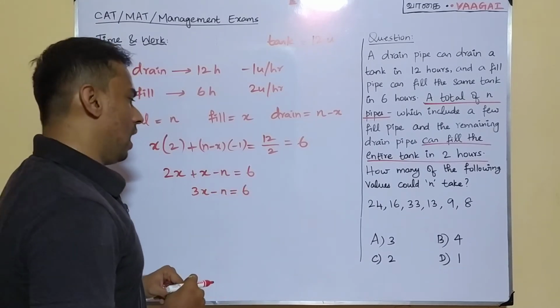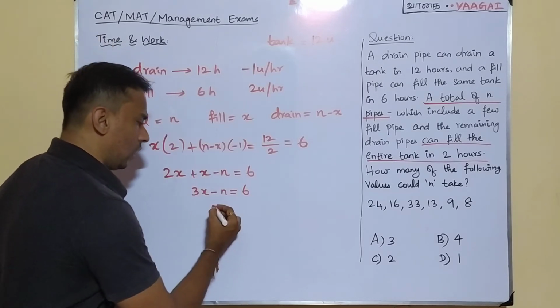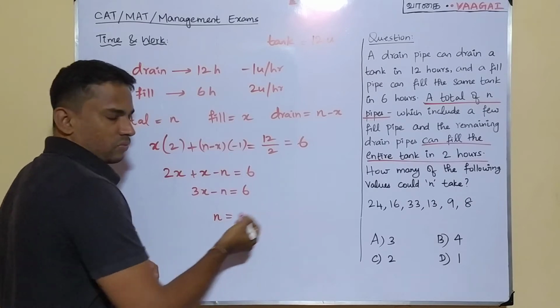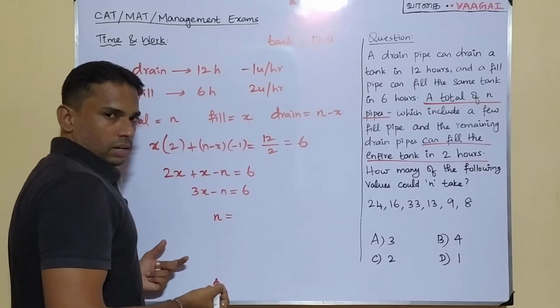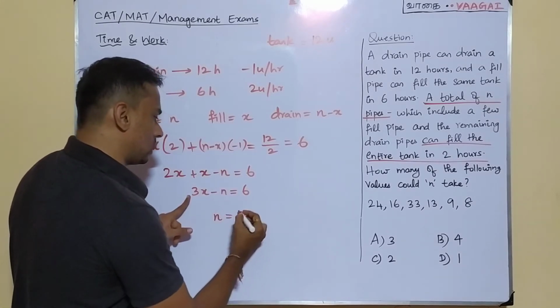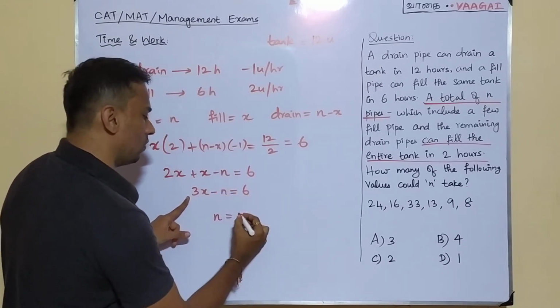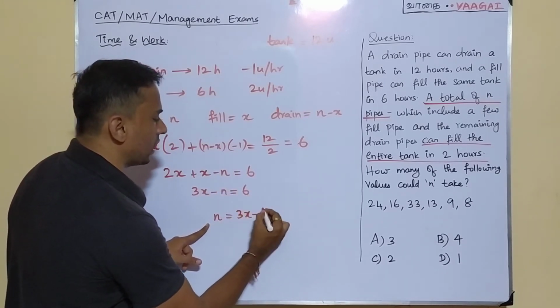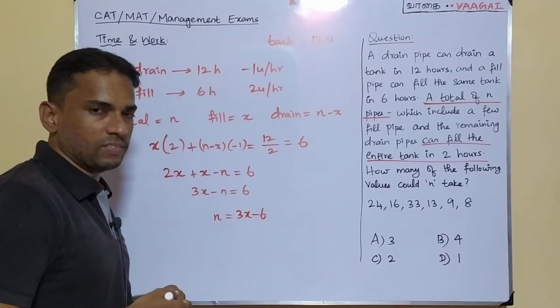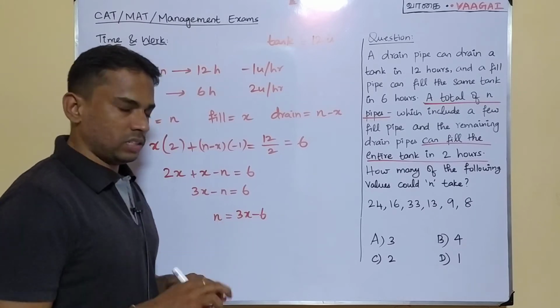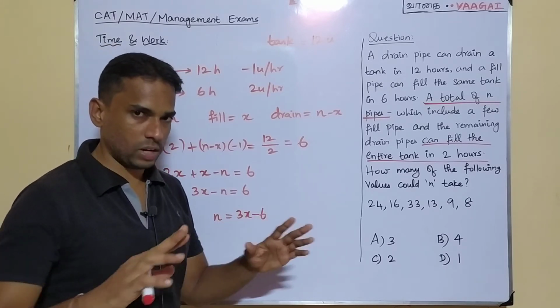Yes, fine, done. And what next I can do is I will now try to get the value of n, n in terms of x. So n will be nothing but what? I can bring this n here and this 6 there, so I will get n is equal to 3x minus 6. So this is what overall I will be getting, the value of n in terms of x. This is going to be this expression, okay, fine, all right.